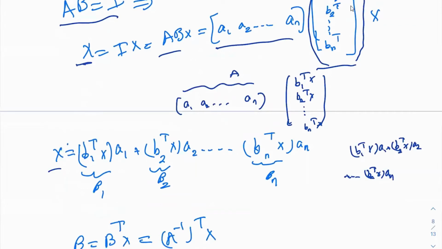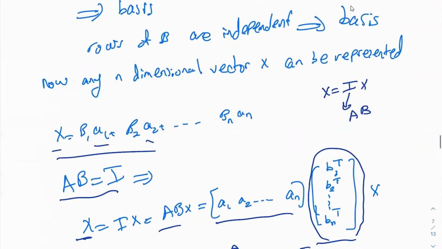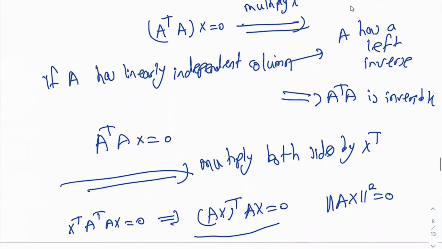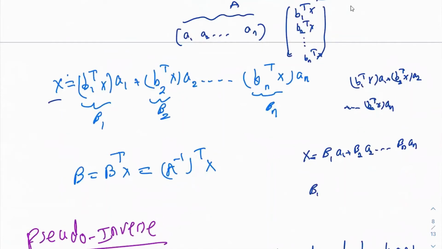That's what I did. I call B1 transpose x beta 1, B2 transpose x beta 2, and Bn transpose x beta n. So in a sense, I can represent x as beta 1 A1 plus beta 2 A2, all the way to beta n An. And that's what I have here. But now I know how to get the betas. So I know beta 1 is equal to B1 transpose x, and beta 2 is equal to B2 transpose x.